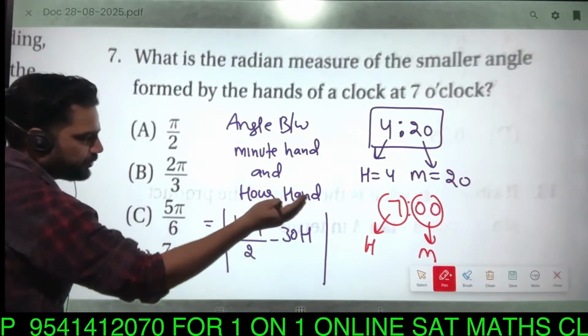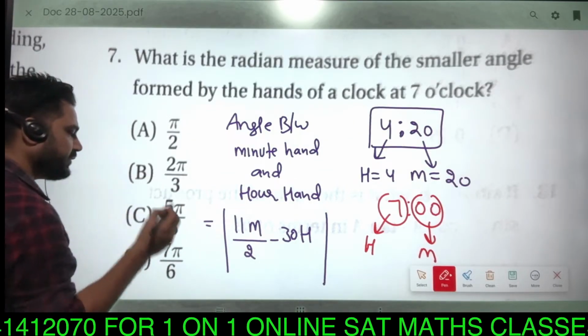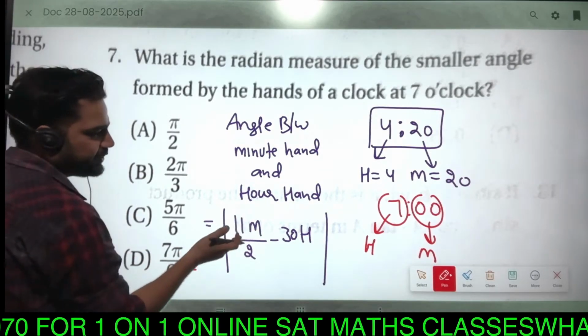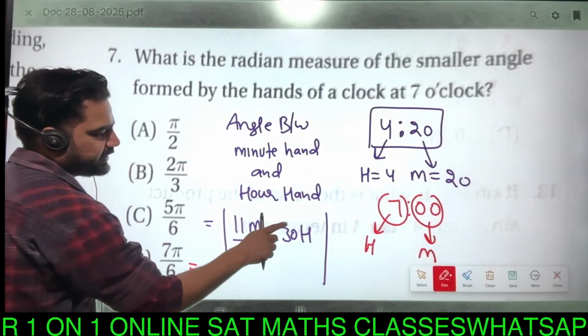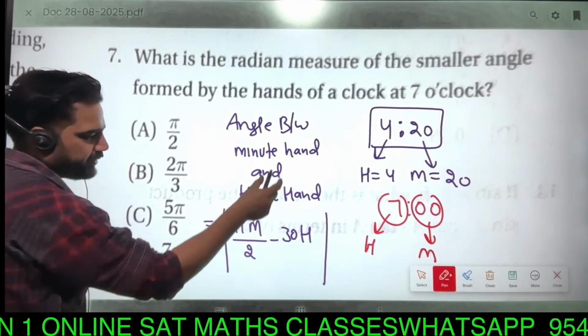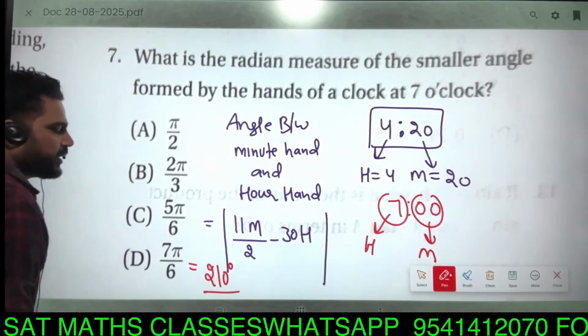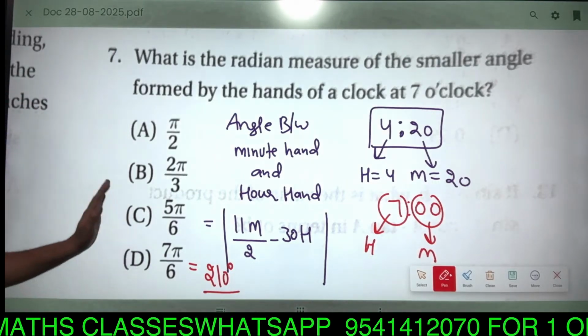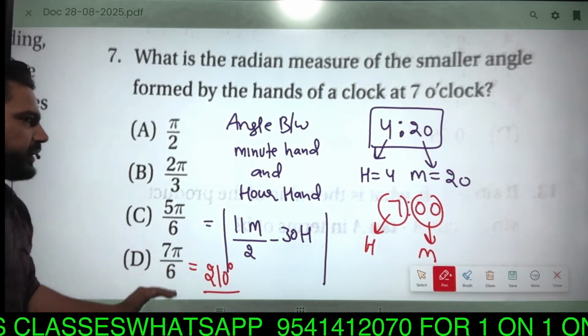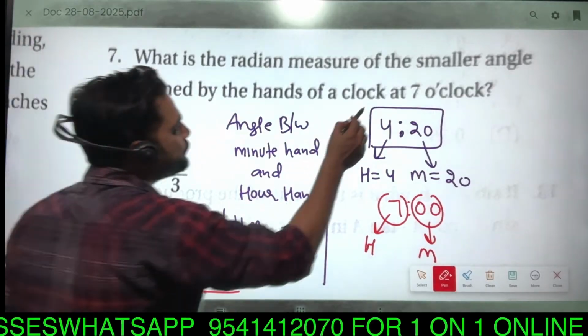So if you put these two values here, what will we get? 11m is 0, so this will be 0 minus 30h. H is 7, so minus 210. But mod we have to apply, so it will be 210 degree. So the angle between the minute hand and the hour hand is 210 degree. But they are asking for the smaller angle.